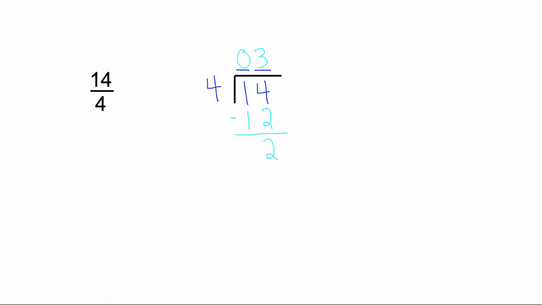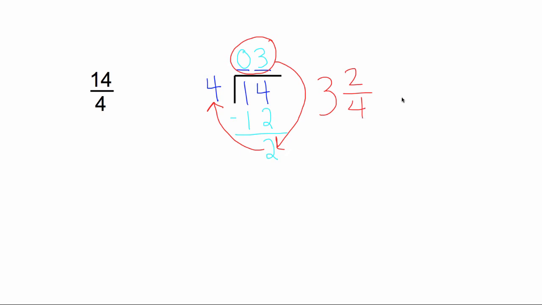You're going to circle the king of the castle and go around town. So I'm going to circle 3. That's going to be my whole number. I'm going to go around town to the 2 and then to the 4. So my answer will be 3 and 2/4.